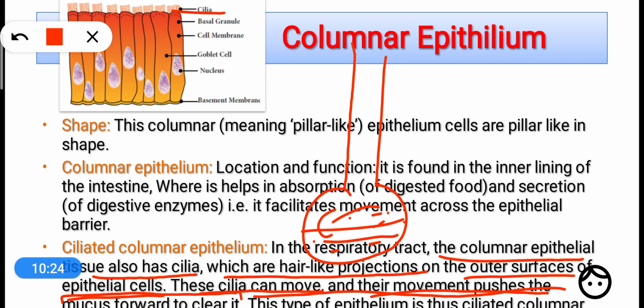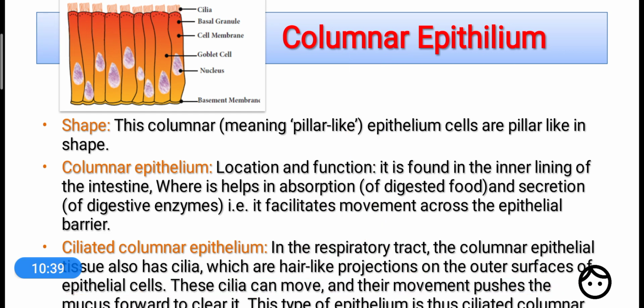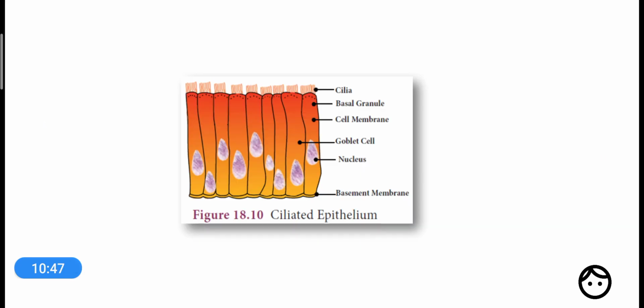And this mucus moves upwards, and this is why you feel sputum when you are infected with a common cold or some respiratory infection. So that sputum is actually a form of mucus. Okay, so the location of columnar epithelium is the lungs, the respiratory tract actually. Here again the same picture is given. Here you can see column like cells are there.